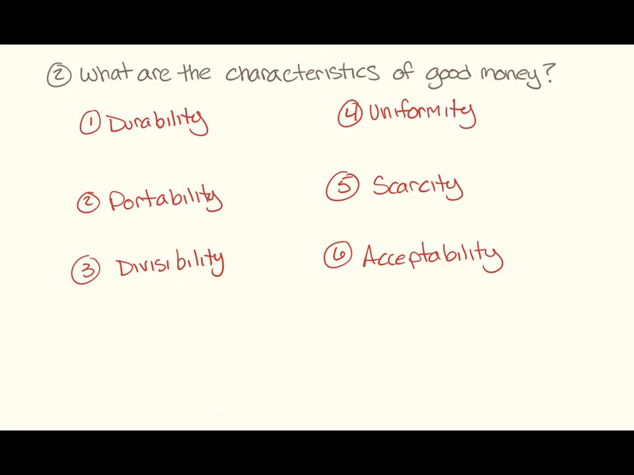Like, I wouldn't know an expensive stamp from a cheap stamp. And so whatever you're going to use as money has to be agreed upon by pretty much everyone in the economy, that this is what we're using as money, and that we accept these things in exchange for our goods, our services, or our labor. So durability, portability, divisibility, uniformity, scarcity, and acceptability. If you can check off all of those boxes, you've got something that might make for good money.